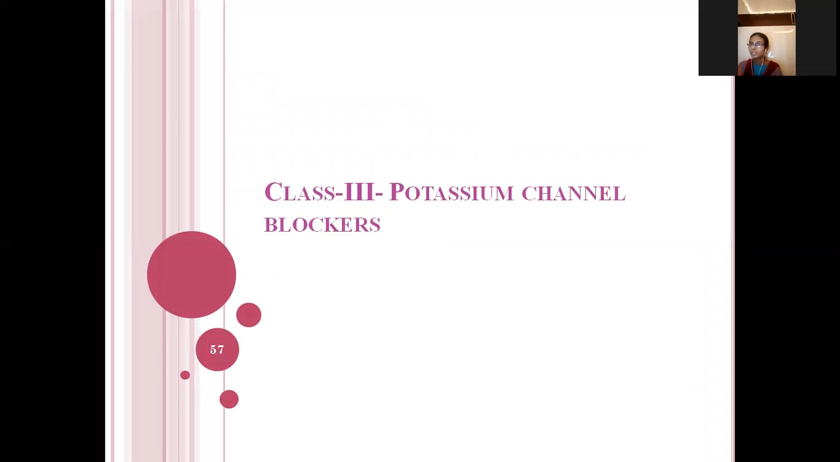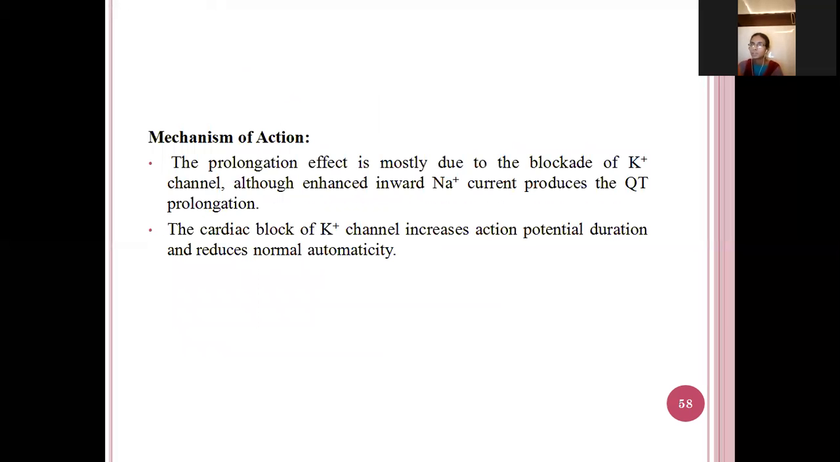Next is class 3, the potassium channel blockers. Here the prolongation effect is mostly due to the blockage of the potassium channel, although it will enhance the inward sodium current and produce QT prolongation. So the cardiac block of the potassium channel increases the action potential duration and reduces the normal automaticity.